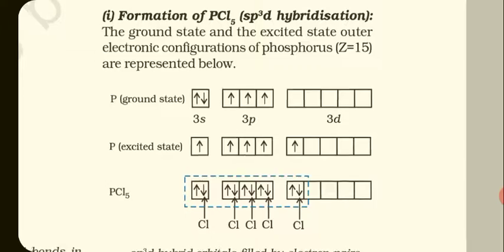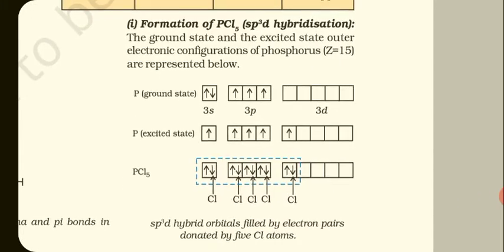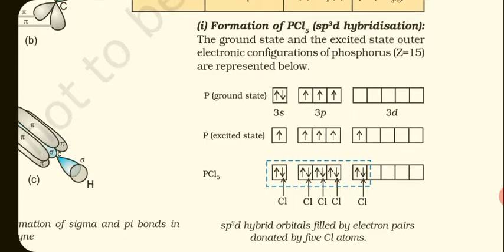the formation of PCl5, or sp3d hybridization. The ground state and the excited state of the outer electronic configuration of phosphorus, whose atomic number Z = 15, are represented below.